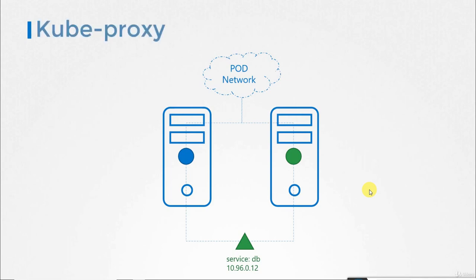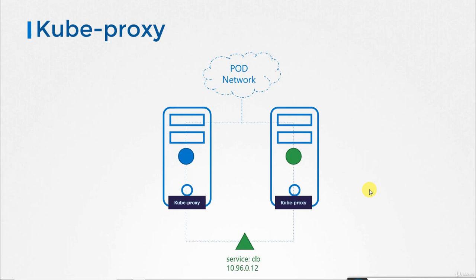That's where kube-proxy comes in. Kube-proxy is a process that runs on each node in the Kubernetes cluster. Its job is to look for new services, and every time a new service is created, it creates the appropriate rules on each node to forward traffic to those services to the backend pods.